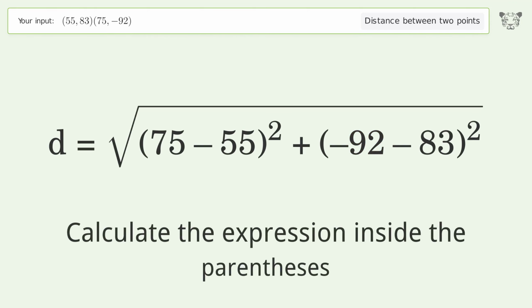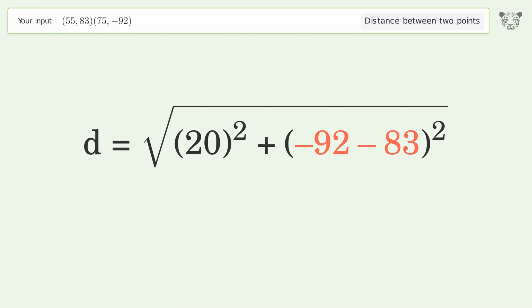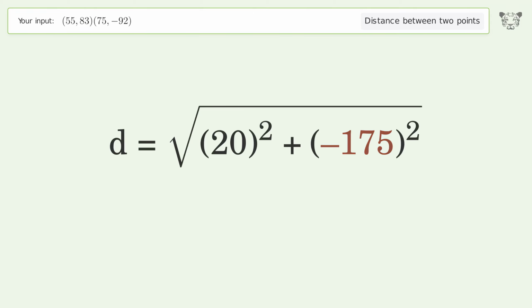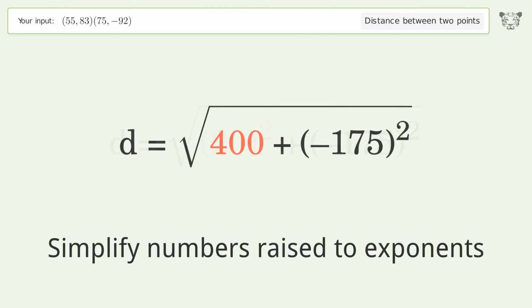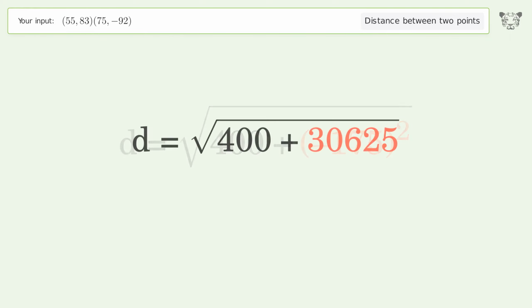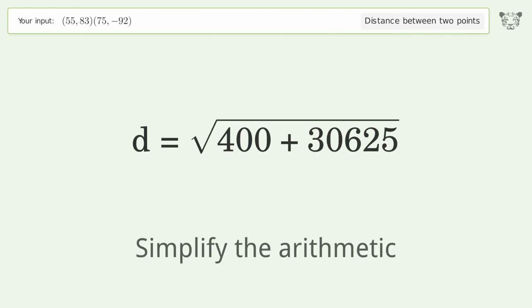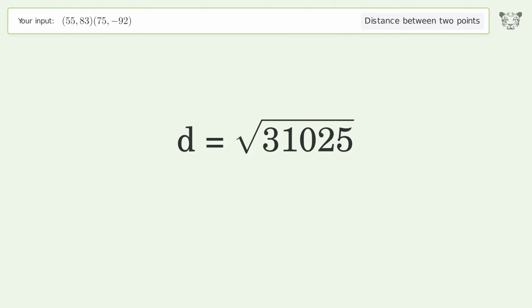Calculate the expression inside the parentheses. Simplify numbers raised to exponents. Simplify the arithmetic. And so the distance between the 2 points is the square root of 31,025, or 176.139.